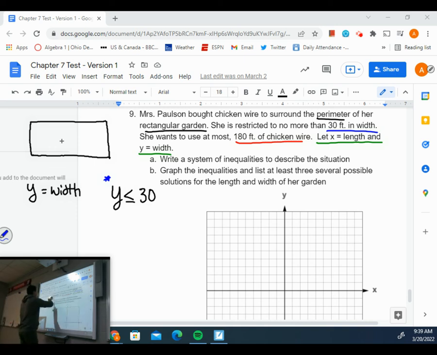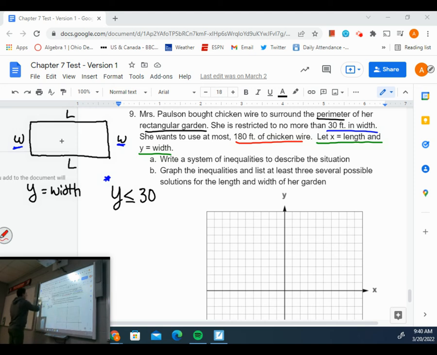Well, we've got to look back to the initial sentence. Mrs. Paulson bought the chicken wire to surround the perimeter of her rectangular garden. So if we get a little bit more practical, we know that a rectangular garden is made up of lengths and widths, and with rectangles the opposite sides are the same. Now we know that this width over here can't be more than 30 feet, and that's what the blue starred inequality represents. But in general, she's using no more than 180 feet for this perimeter.